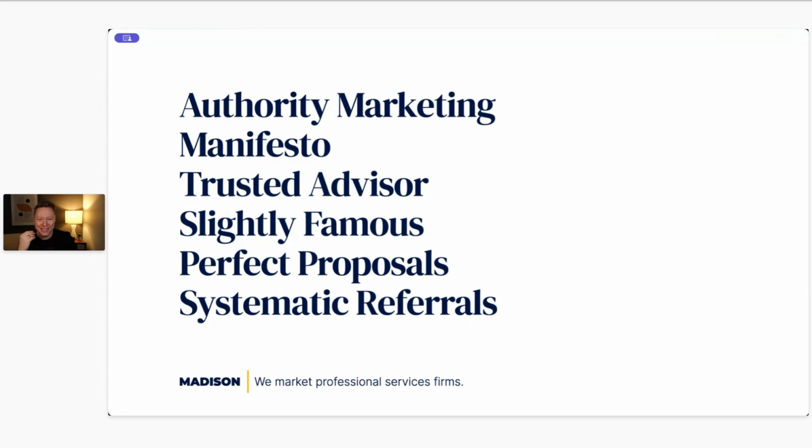Slightly famous is kind of this idea that you don't need to have 10,000 followers or 100,000 followers or 1 million followers in our domain. It could be 100 followers or 500 followers or 1,000 followers, but if they're the right people, then you can build a very successful business on the back of that. And so our goal is not to make you an influencer. Our goal is to make you slightly famous among the people that you seek to serve. And then just, perfect proposals, systematic referrals, that kind of thing.